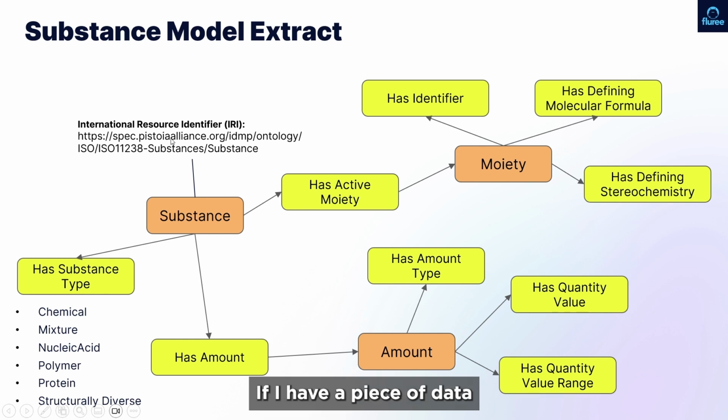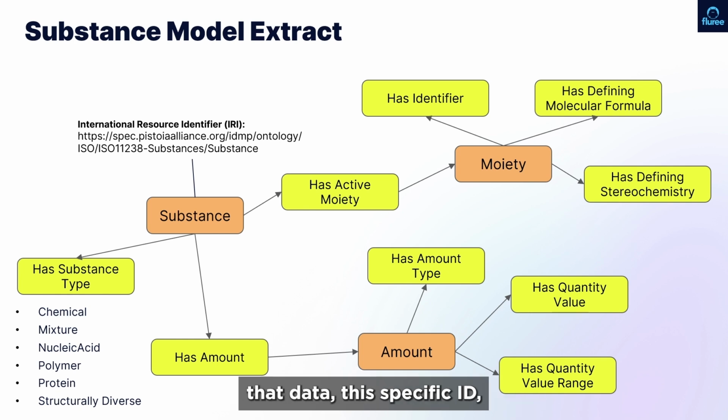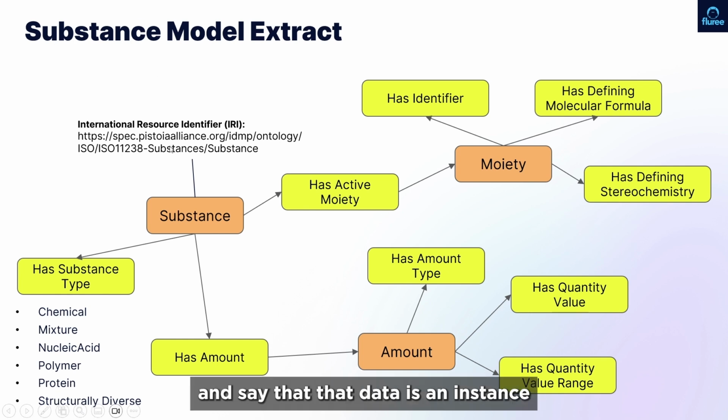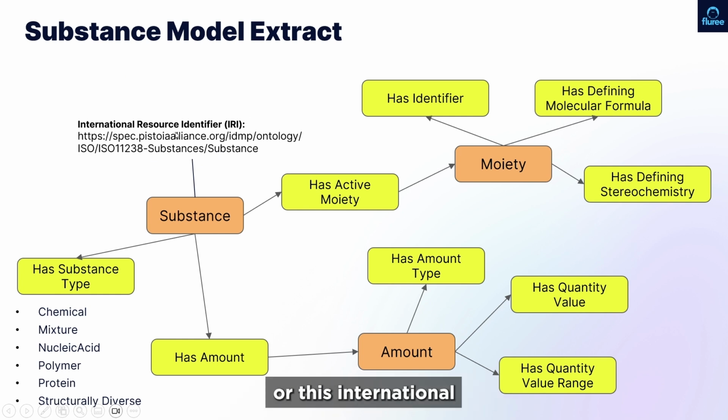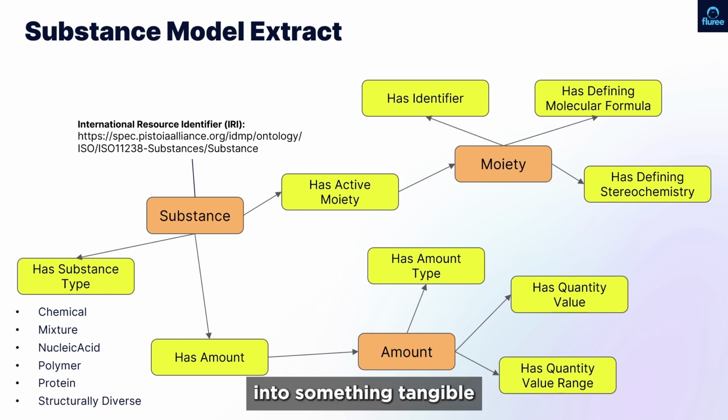If I have a piece of data and I want to say that this data is a substance, all I need to do is assign that data this specific ID and say that that data is an instance of this IRI, or this International Resource Identifier. And that's how we're going to start converting this kind of conceptual model into something tangible and something real.